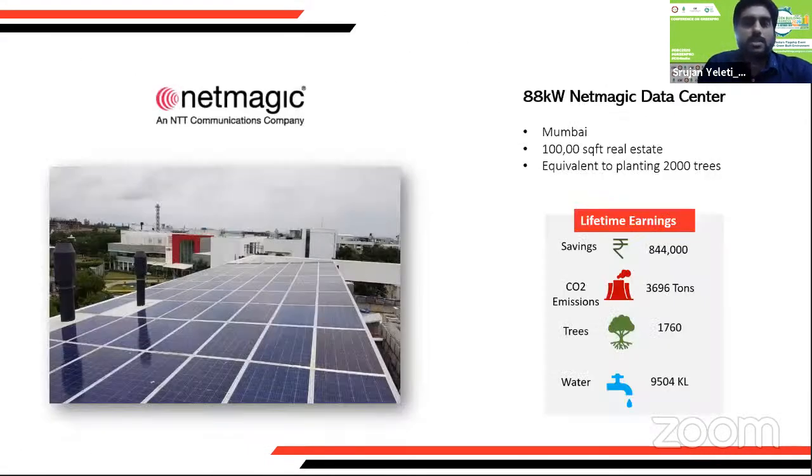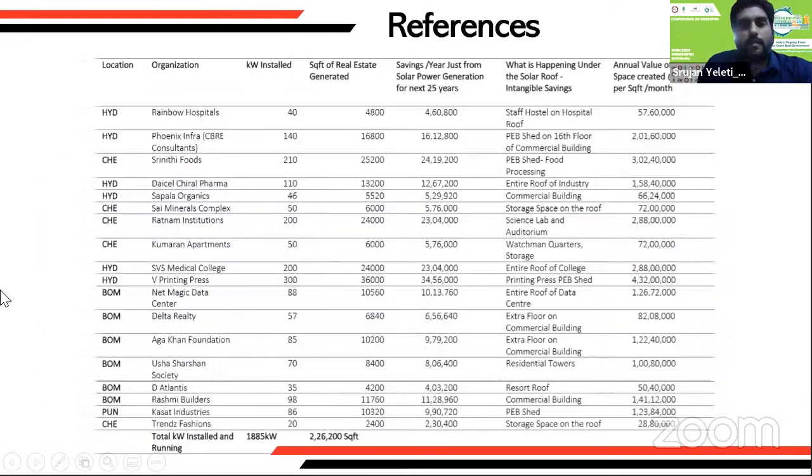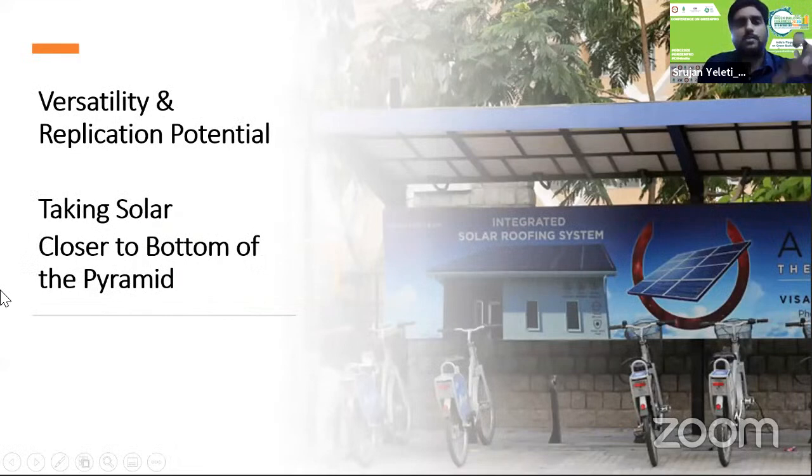NetMagic is the world's largest data center in Mumbai. They have covered their roof. We have done about 5 lakh square foot in different segments. Also, the product is very versatile.